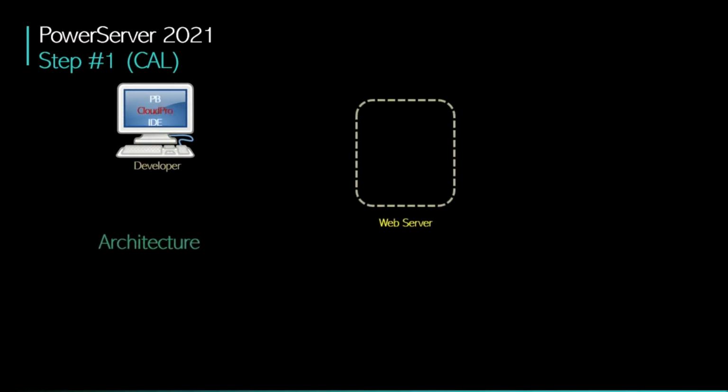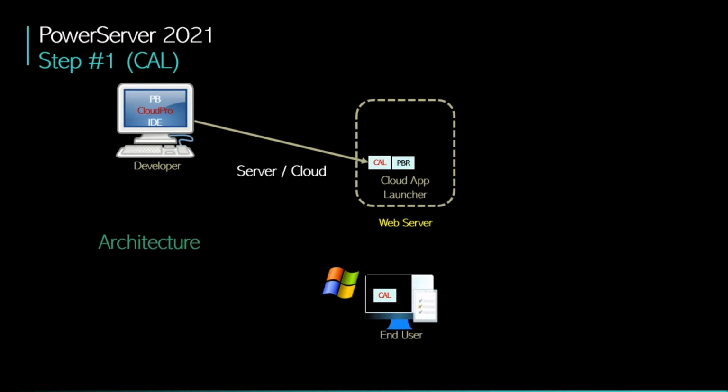So again, we go back to the PowerBuilder IDE and we need to deploy something to the web server. And that's the Cloud App Launcher. With the Cloud App Launcher, we're also going to tag the PowerBuilder runtime, because that also needs to be deployed to the web server. And then, of course, again, the first thing that's going to come down to the end user machine is that Cloud App Launcher. It's sort of like the traffic police officer, basically directing traffic. So the CAL is basically doing that kind of mentality.